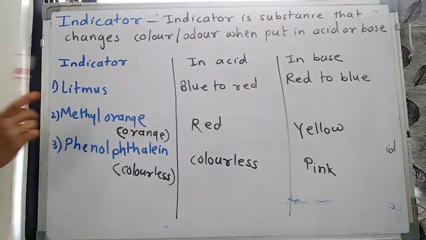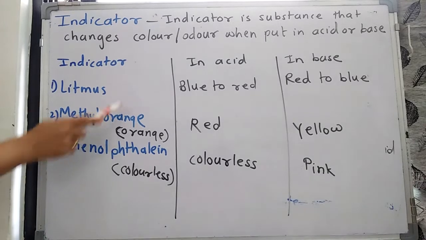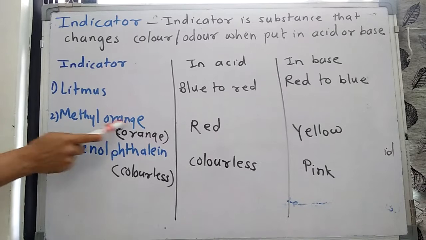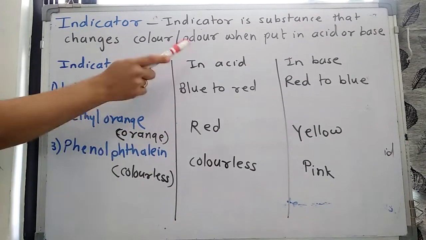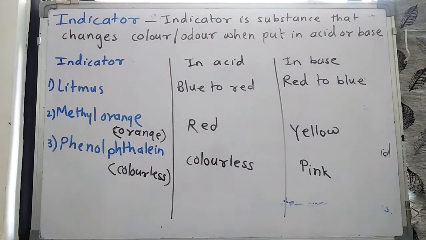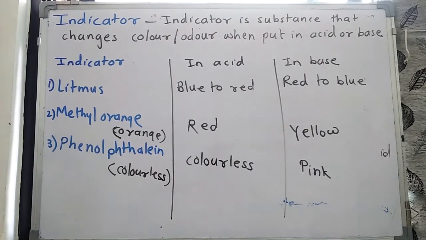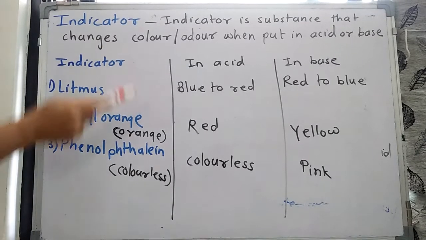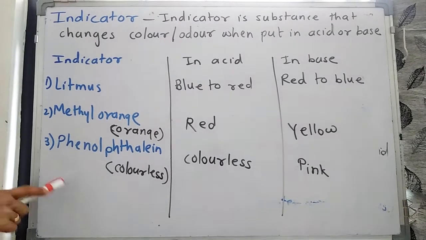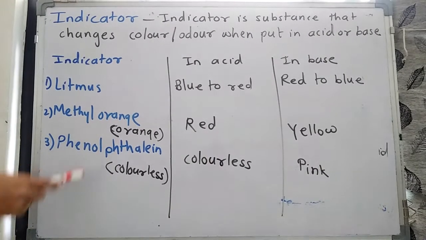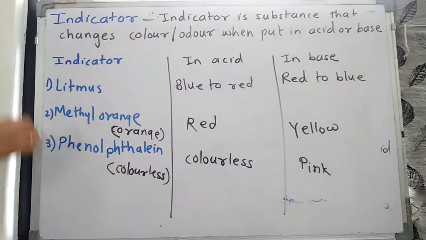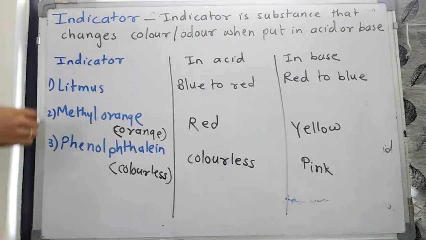Now methyl orange is originally orange in color. When we put it in an acid solution, the orange color turns red, and in base it changes to yellow. So the color of the indicator changes. Phenolphthalein is originally colorless. When we put it in an acid solution, it remains colorless. But when we put it in a base, the colorless phenolphthalein changes to pink. So these are the indicators which change their color.